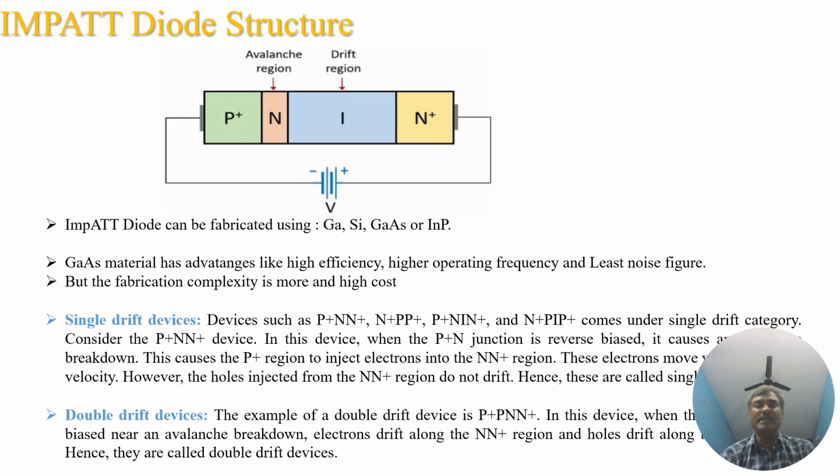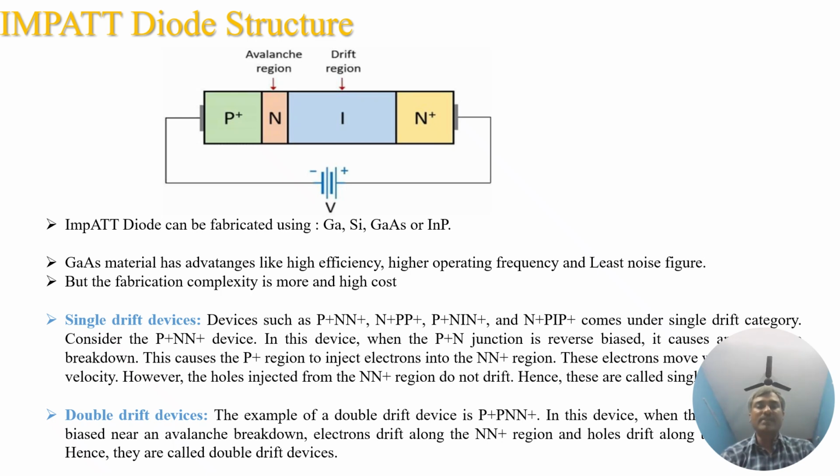Gallium arsenide material has several advantages like high efficiency, higher operating frequency and low noise figure, but it has disadvantages like fabrication complexity and more cost. It can be fabricated as a single drift device or a double drift device.